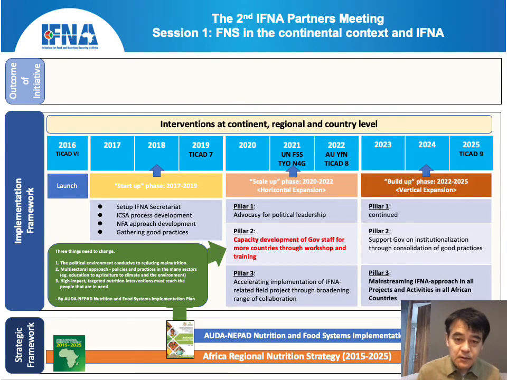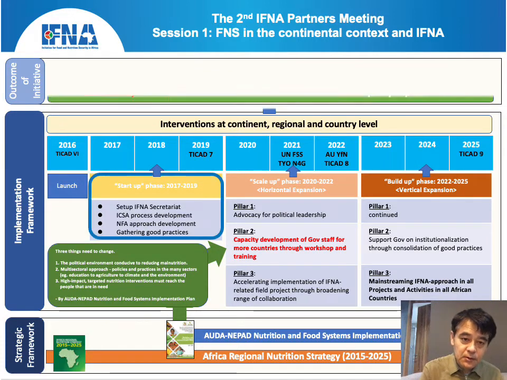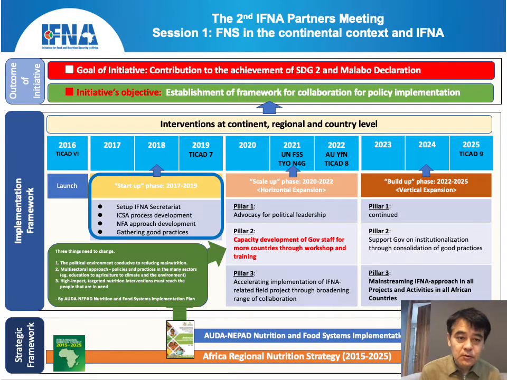And third phase is build-up phase, which will start next year. Through those activities, IFNA is trying to support achievement of SDG 2 and Malabo Declaration.